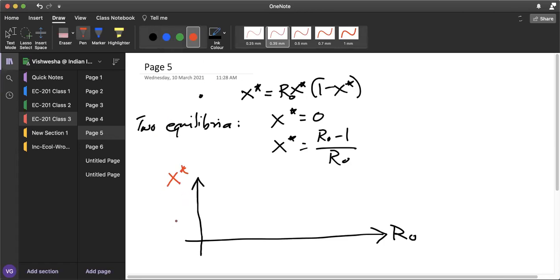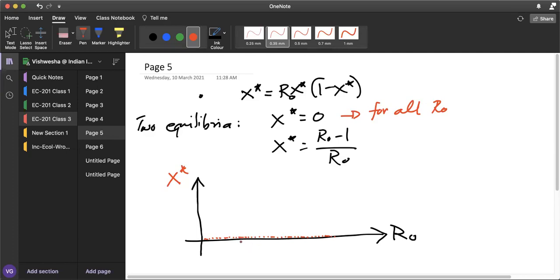So what we have found is that X star equal to 0 is always a possibility. Extinction is always independent of the value of R0. X star equal to 0 is always an equilibrium. You all agree with this? Does this equilibrium depend on the value of R0? No, this is true for all R0. So let me write a dotted line here representing this extinction of the population.